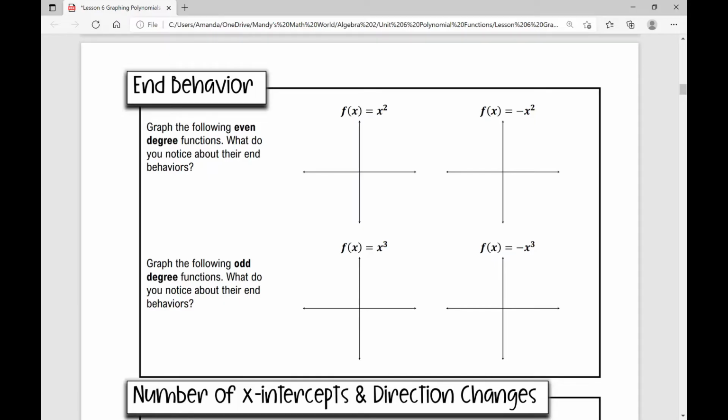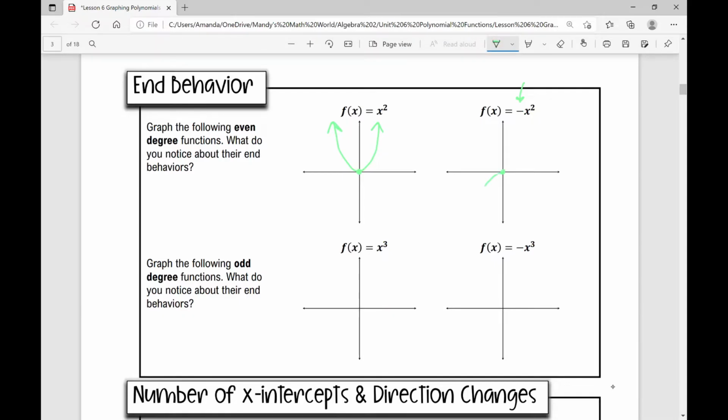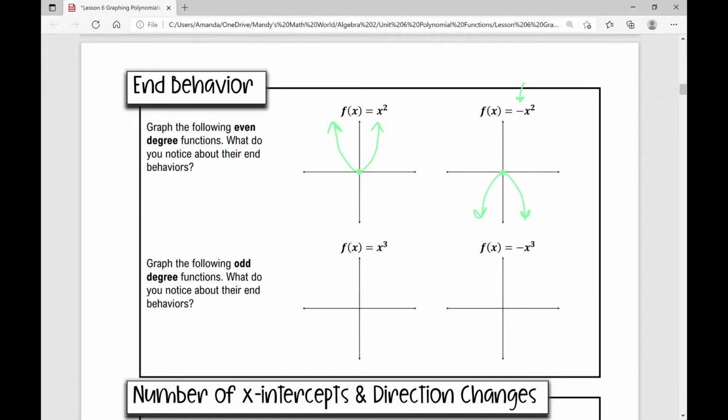So f of x equals x squared looks like this, right? It's your parent quadratic function. And what's happening? It's ending in the same direction. What about negative x squared? Well, we know that negative out front is going to reflect it across the x-axis. That negative a value out front is going to flip it and it's going to open down. So what do you notice about their end behaviors? They end in the same direction.